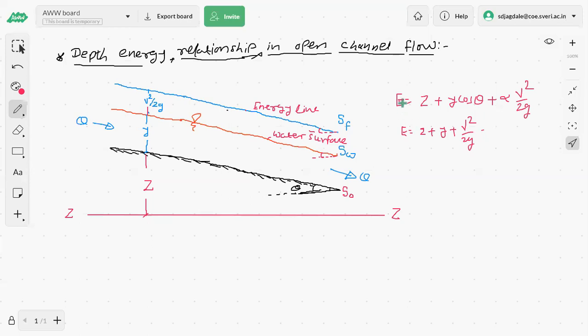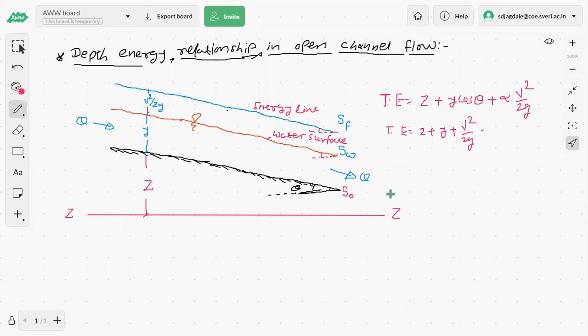Instead of E, we would like to write TE, the total energy. This is with respect to the datum Z, which we have considered below the channel bed. But if you consider the summation of the energies with the datum as the channel bed, that is, you measure the energy of the flowing water from the bottom of the channel, then we get the summation of the flow depth y and the velocity head only.